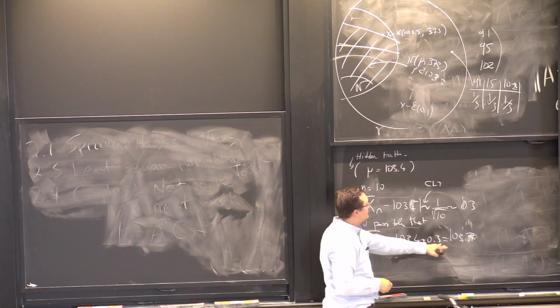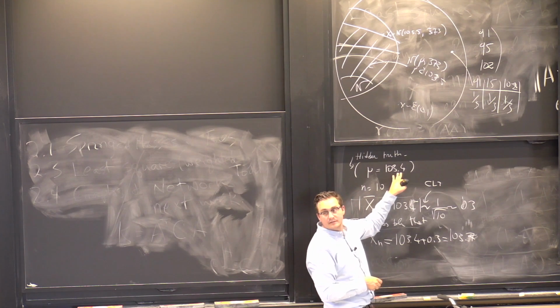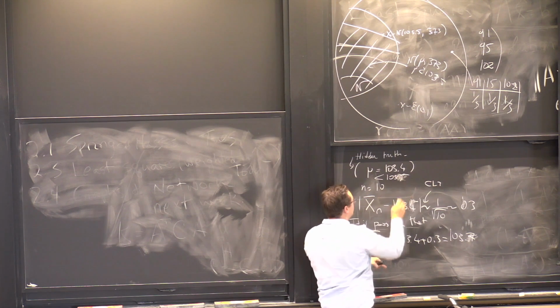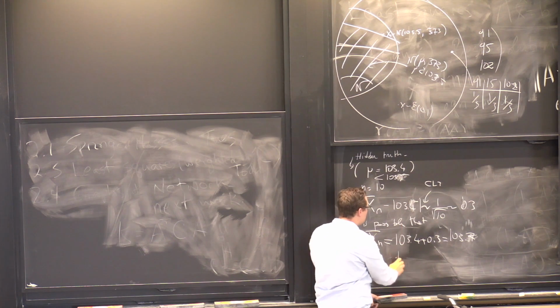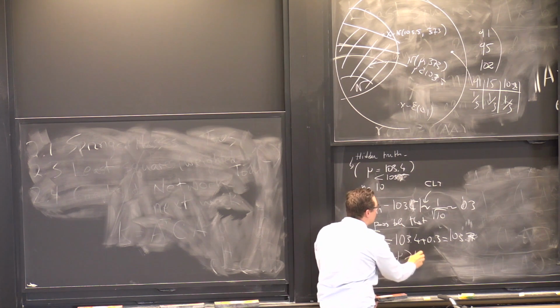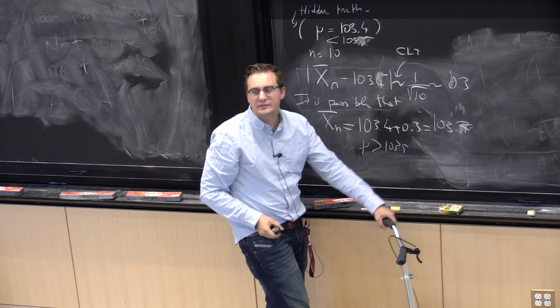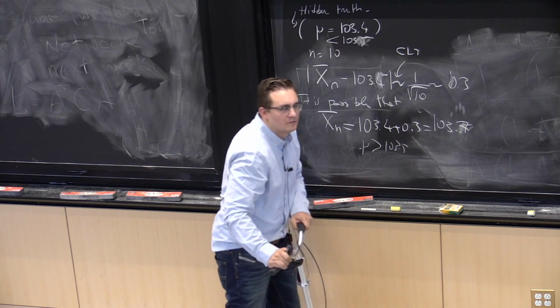Which means that while the truth is that mu is less than 103.5, I would conclude that mu is larger than 1 over 3.5. Okay? And that's because I have not been very cautious.